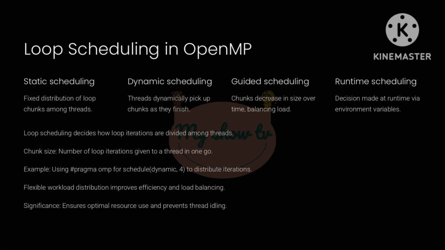Choosing the right scheduling affects performance and balance. If work is uneven and static scheduling is used, some threads will finish early and stay idle. Dynamic helps avoid this by adjusting distribution on the fly. For example, when processing rows of a matrix where some rows take longer, dynamic or guided is better.